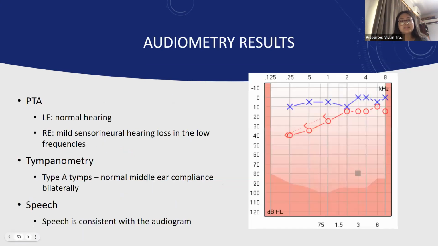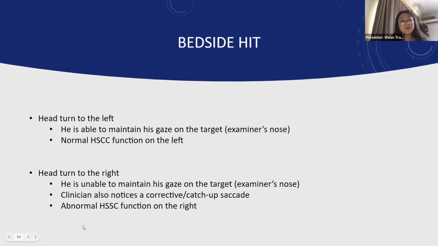We did some hearing assessments on him, and his left ear was normal. However, in the right, we can see that there's a mild sensorineural hearing loss in the low frequencies. He has type A tympanograms for both ears, which means that he has normal middle ear compliance, and speech is consistent.